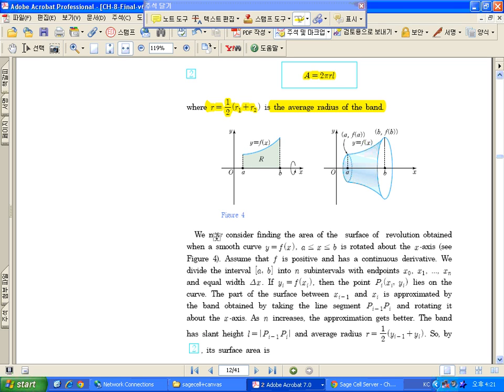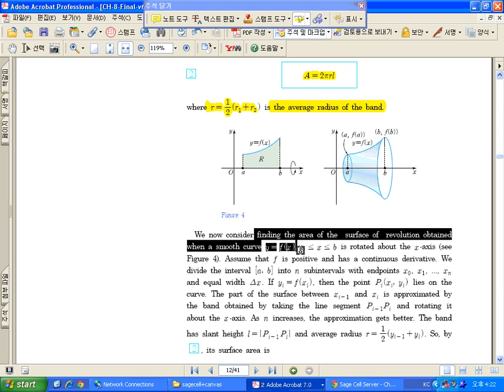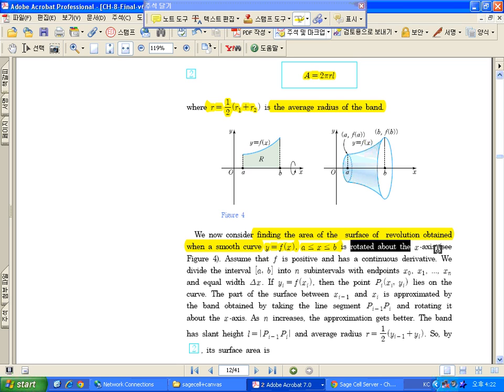Suppose we consider the problem of finding the area of the surface of revolution obtained when a smooth curve y equals f of x on the interval a to b is rotated about the x-axis like this. Suppose you have y equals f of x like this on the interval a to b, rotated to have this type of object. In figure 4, assume f is positive and has a continuous derivative.